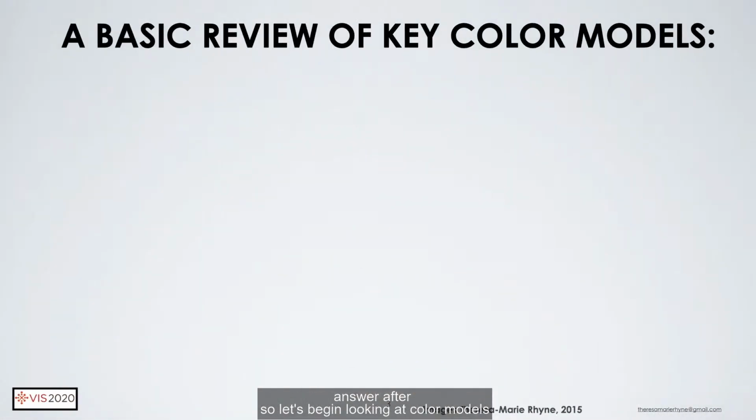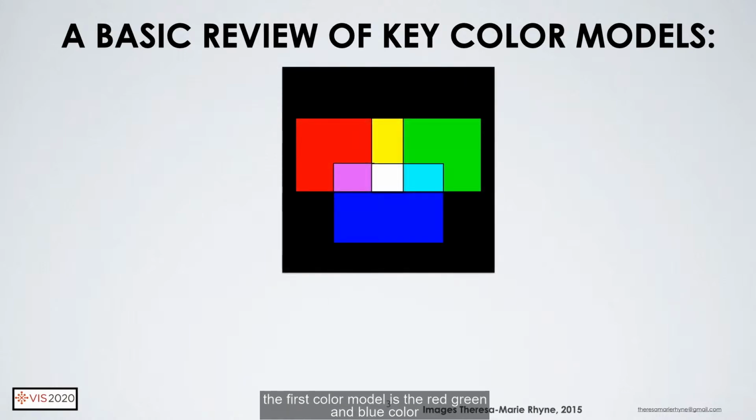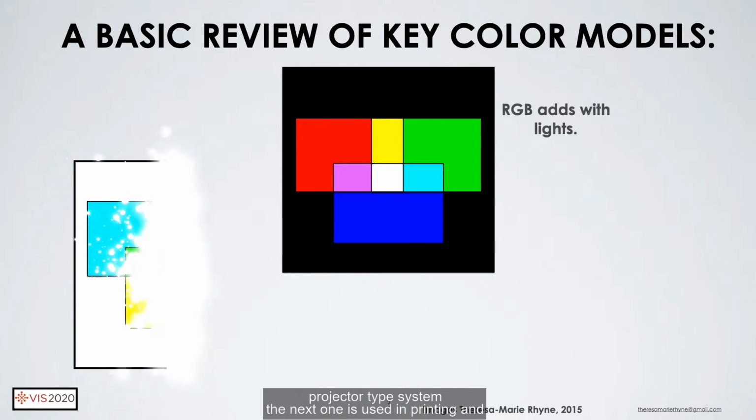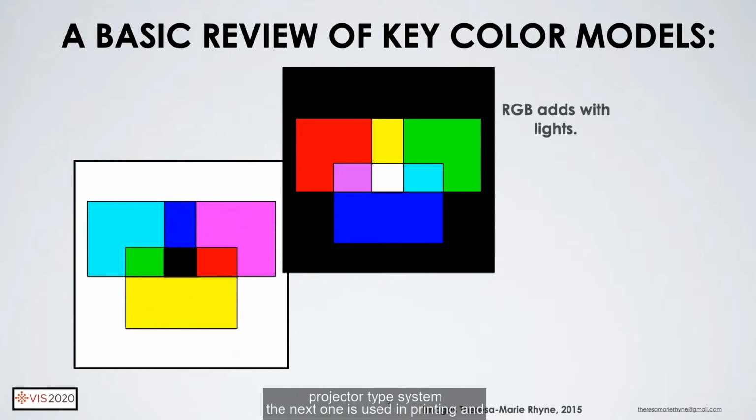So let's begin looking at color models. The first color model is the red, green, and blue color model that is used in displays and mobile devices. It combines red, green, and blue lights to create a final white color in a projector type system. The next one is used in printing, and that's cyan, magenta, and yellow. Basically, it's called a subtractive color model because the final result is black in printing, and the K actually stands for key black.